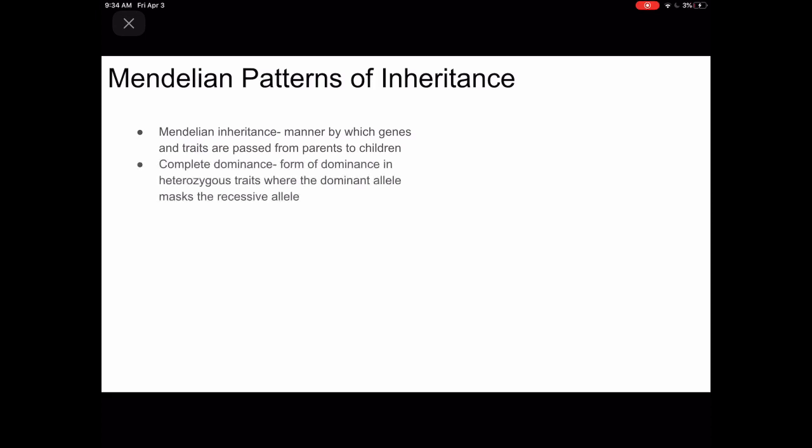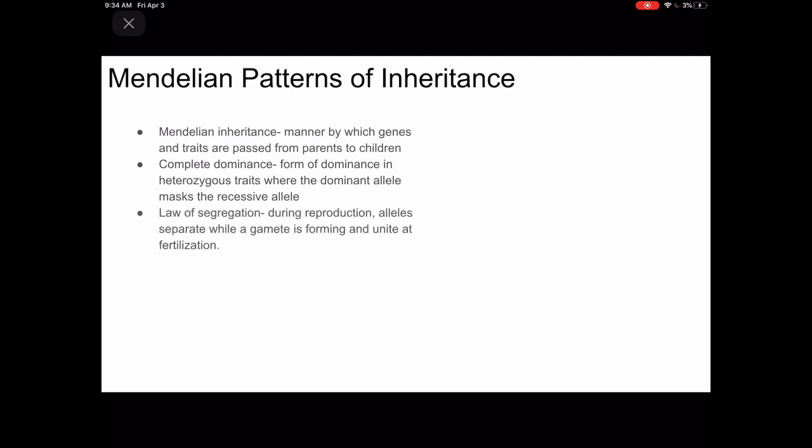Complete dominance is a form of dominance that appears in heterozygous traits, where the dominant allele, in most cases represented by a capital letter, completely masks the recessive allele, which in most cases is represented by a lowercase letter.